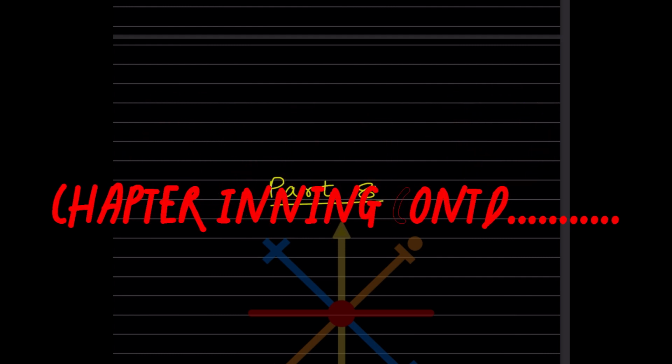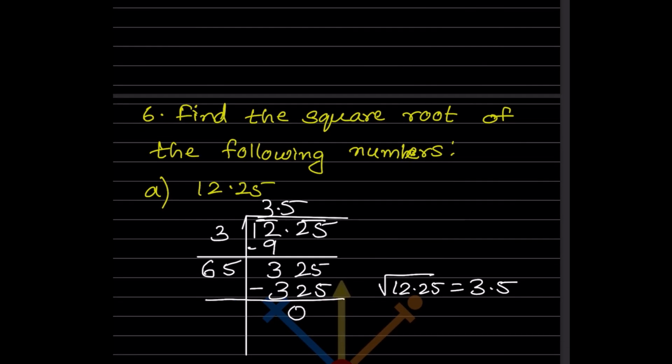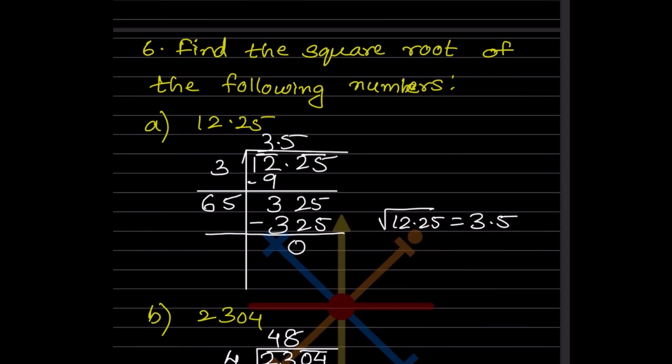So today let us see part 8 of the same topic. We have already done a few questions from there. Now let us start from question number 6: find the square root of the following numbers. Whenever there is a decimal, we have already done it. You can check the previous videos for the detailed explanation about it.